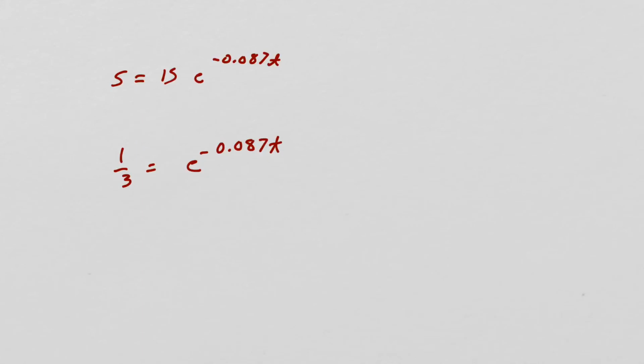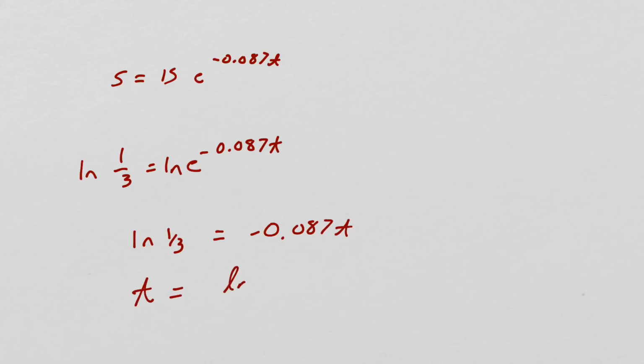Take the natural log of both sides. The left-hand side remains ln of 1 divided by 3. The right-hand side is then equal to negative 0.087t. Then t is going to be equal to the natural log of 1 divided by 3, divided by negative 0.087.